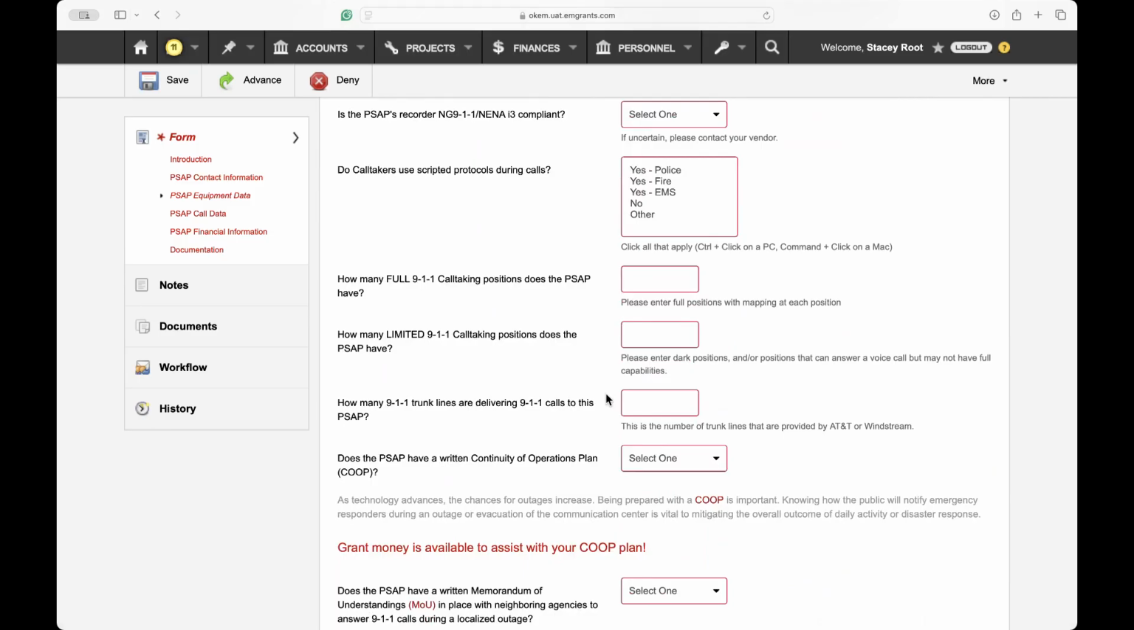And it does ask if you have a COOP plan. If you don't know, there is a grant for the COOP plan. It is an 80-20 match. And Karen would love to talk to you about that if you have questions, how we can help you finish off a COOP plan or get the necessary equipment to complete your COOP plan.